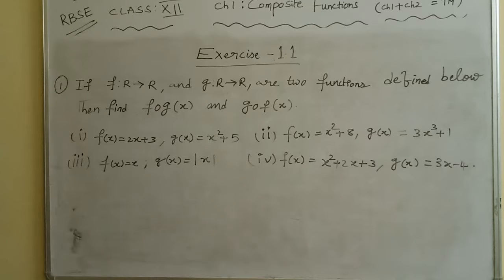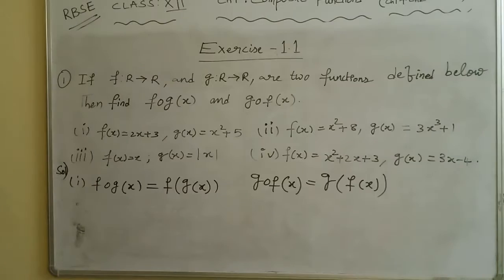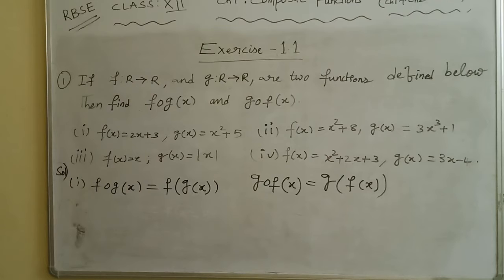Right. The first question in this exercise number 1 is our first question. If f maps R to R and g maps R to R are two functions defined below, then find f circle g of x and g circle f of x. In the first one, f of x is equal to 2x plus 3, g of x is equal to x square plus 5.